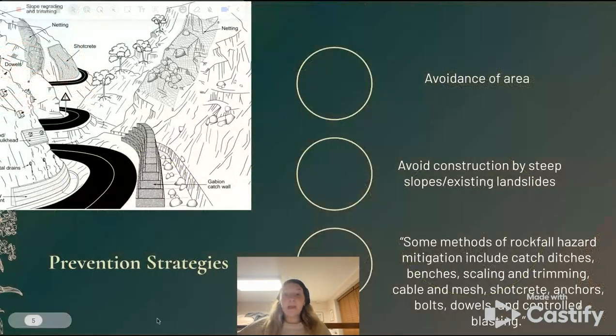Next, we have some prevention strategies. Maybe avoid the area, or avoid construction by steep slopes or existing landslides. But some really good methods for rockfall hazard mitigation include catch ditches, benches, scaling and trimming, cable and mesh, shotcrete, anchors, bolts, dowels, or control blasting. And this picture up here gives a very great visual representation of all of those that I just mentioned.